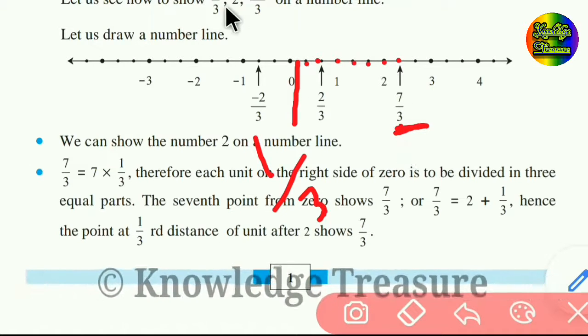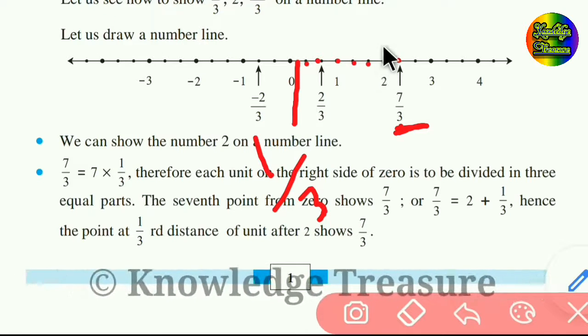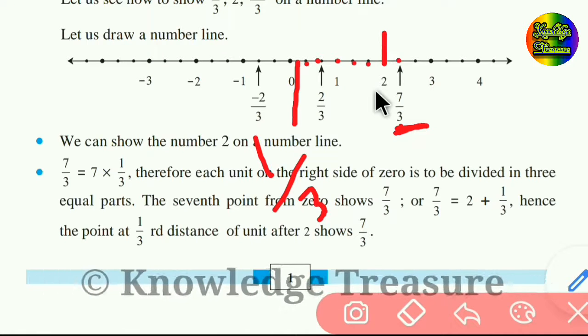Okay. Now, let us say 2. Already 2 is there. You can show the number 2 here. This is the number 2.